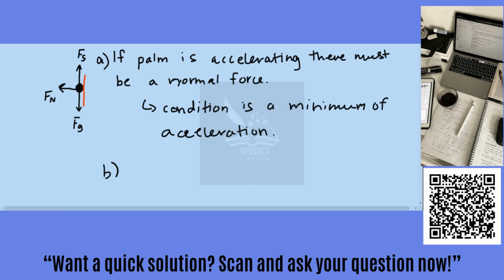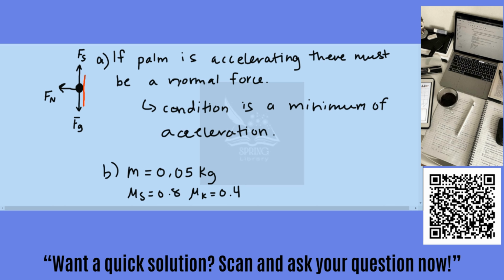And then for part B, we have to do a little calculation. So we're told that we have a mass of 50 grams. So that's going to be 0.05 kilograms. And we've got some coefficients of static friction and kinetic friction. And we'd like to determine the acceleration that we need in order to prevent the object from falling.